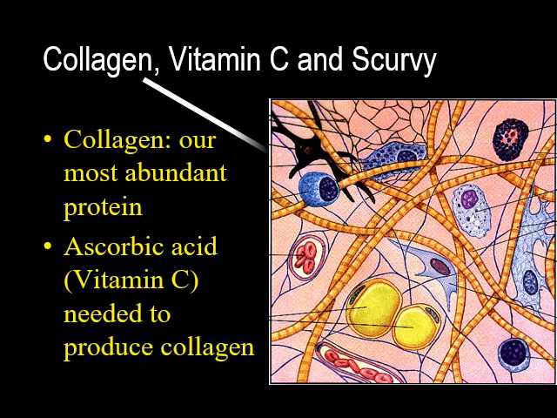Collagen is the most abundant protein in the human body. It comprises nearly a third of all protein in our bodies. Collagen is an extracellular fibrous protein that helps hold us together. If we cannot produce collagen, we come unglued. We literally fall apart. We develop a disease called scurvy.